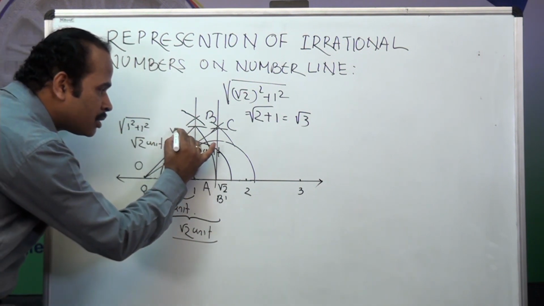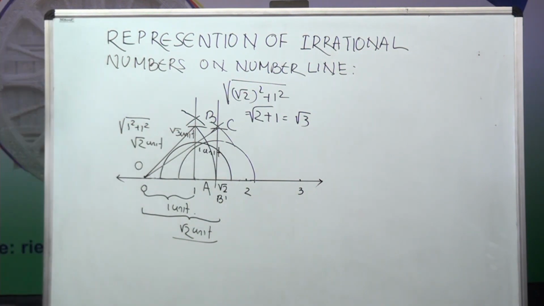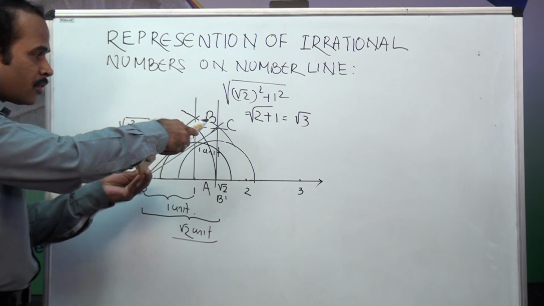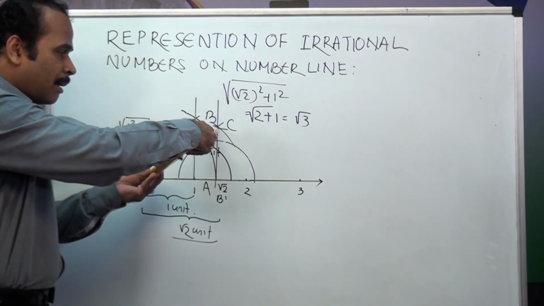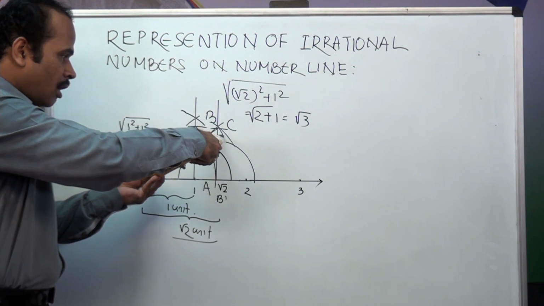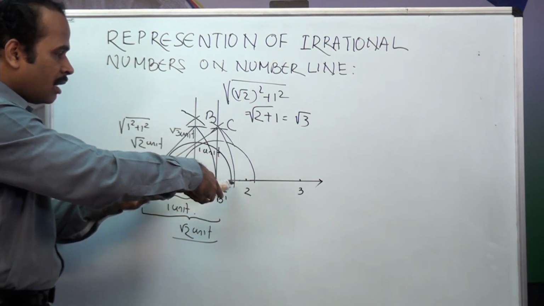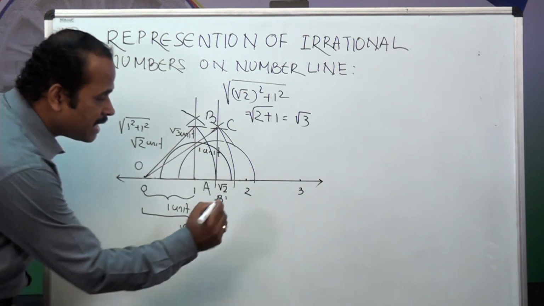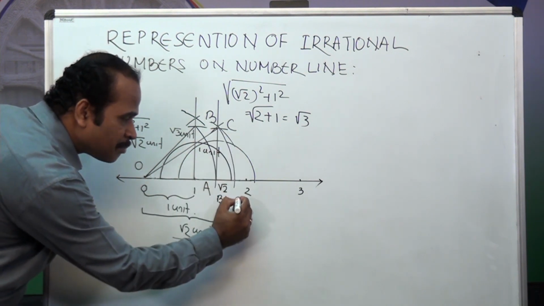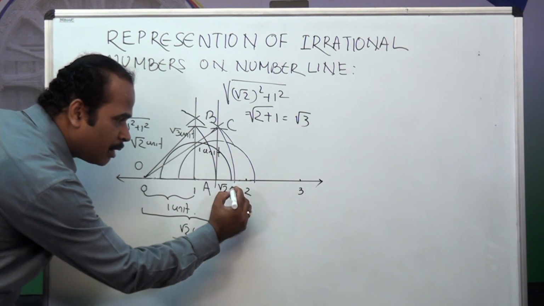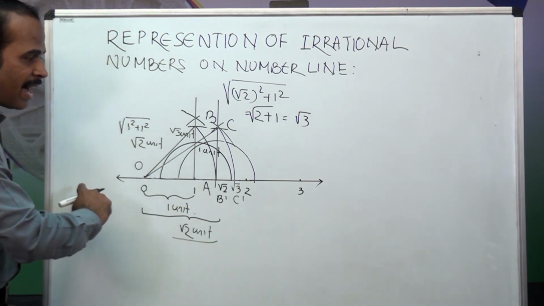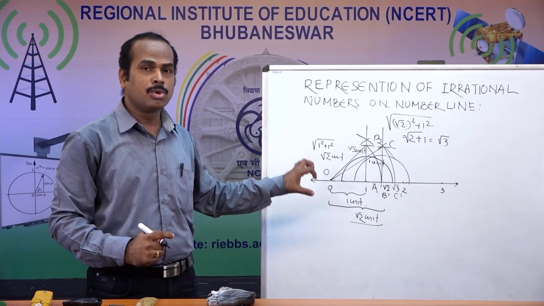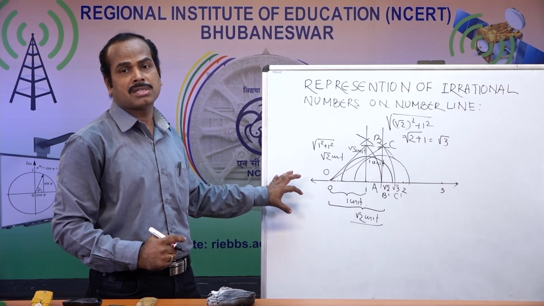And how to bring this root 3 unit to the number line? For that, I can take my compass. I will select this point O as center, OC as a radius, and I will draw an arc. Here I will find the arc will cut this line at this point. This point is C, so let me take this new point as C dash. Now C dash is a point on the number line which represents root 3. So by this process, I brought root 3 also onto the number line. Now we learned how to represent root 2, root 3, such types of irrational numbers on the number line.